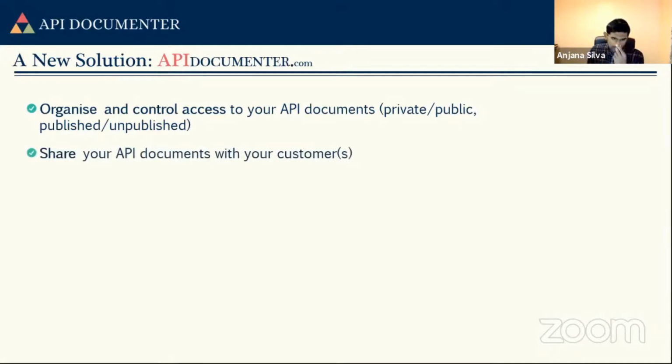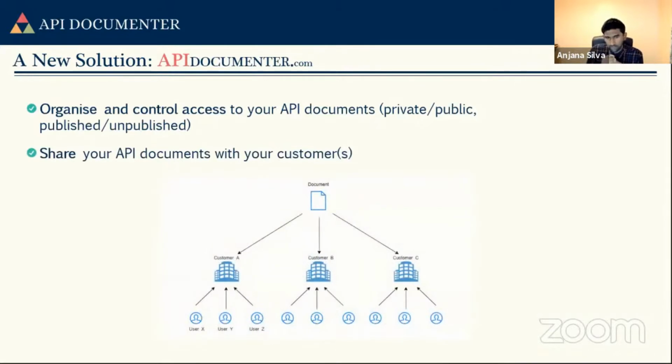To help me explain this point well, I'm going to bring up this image, which shows that in the tool, when you create a document, you can attach a document to a customer, and you can attach users to the customer, where you can share your document to designated customers or designated users. So this is the document sharing model APIDocumenter offers to the users.